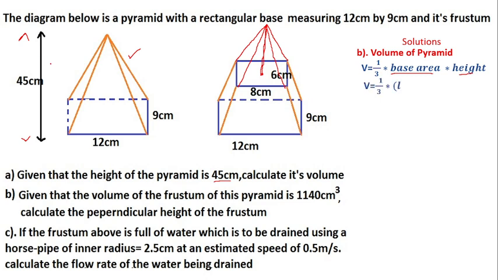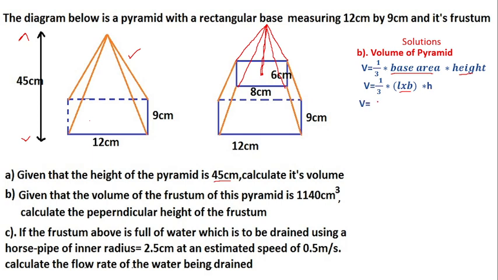If we do that, we are going to have 1/3. Since our base shape for the pyramid is a rectangle, we know that the area of any rectangle is given by L times B. So we are going to substitute the base area of that rectangular base as L times B, and multiply by the height.